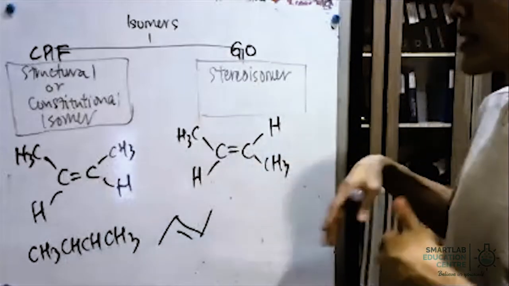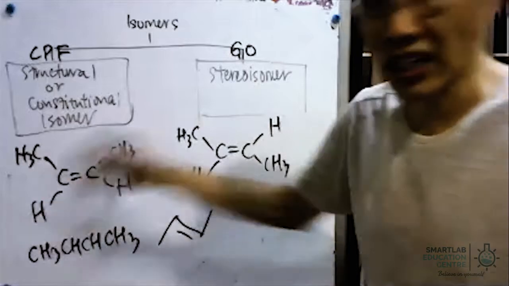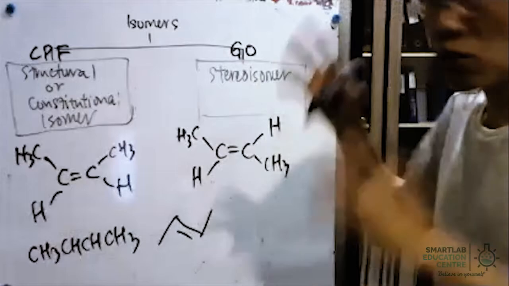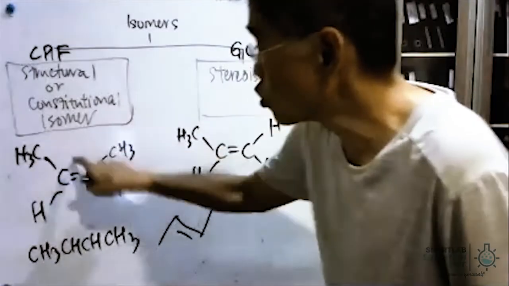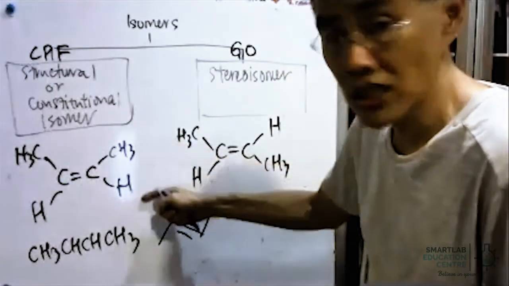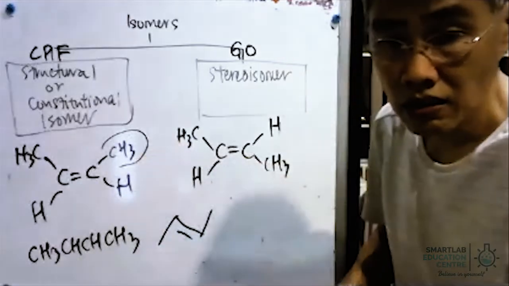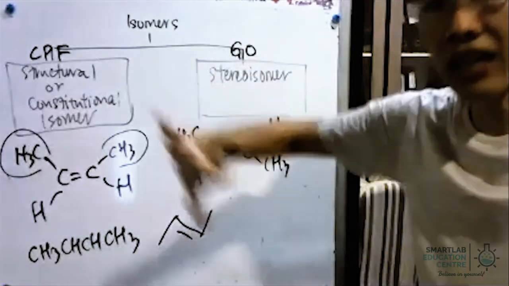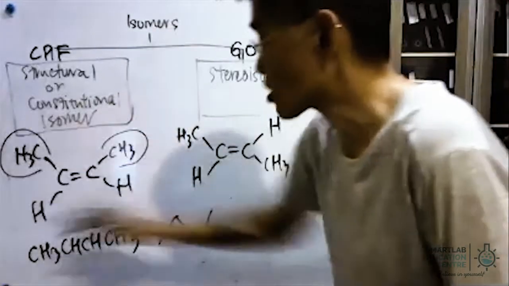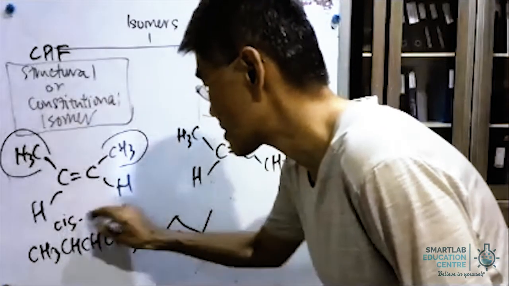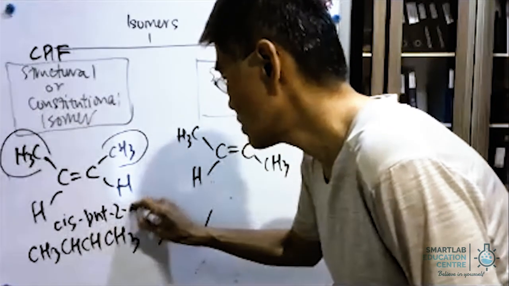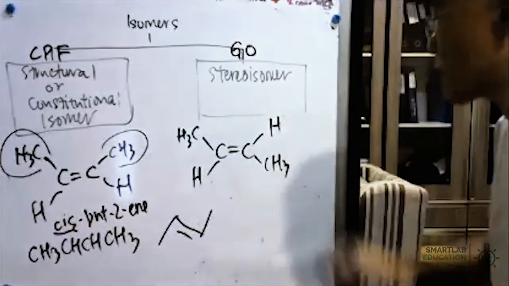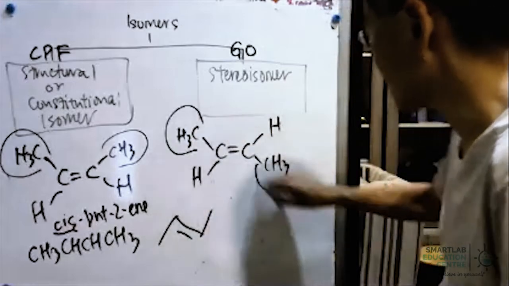This is called geometric isomers, or otherwise we call them cis-trans isomerism. Cis means they're on the same side. Comparing these two, this has a higher Mr. Comparing these two, this has a higher Mr. So these two, which have a higher Mr, are on the same side. So this is called cis, and this will be labeled as cis-butene. Cis means on the same side. Then as far as this part is concerned, it's trans, because they're on opposite sides.